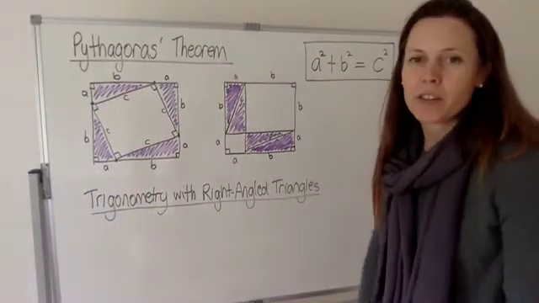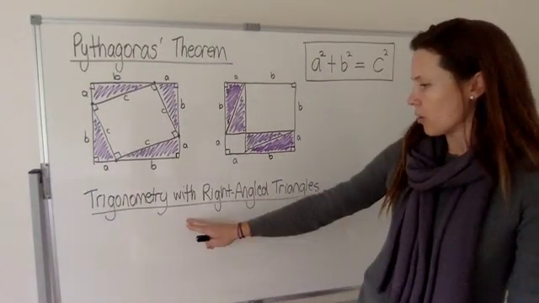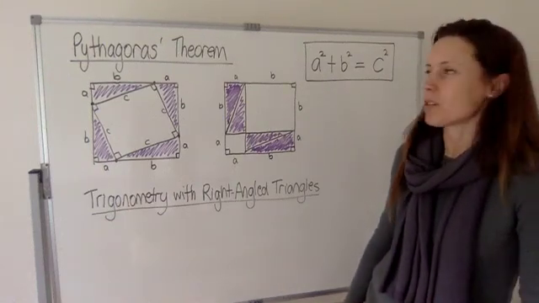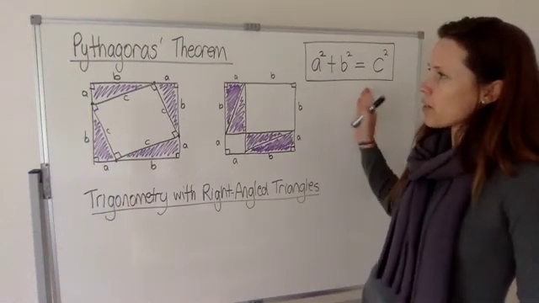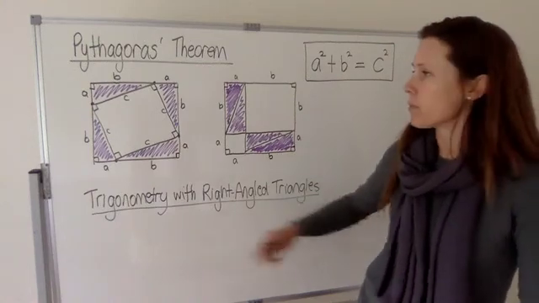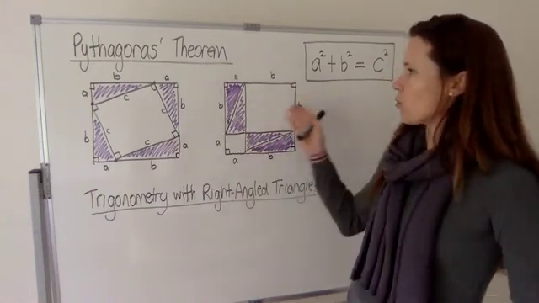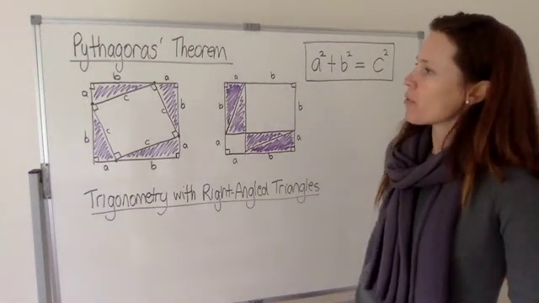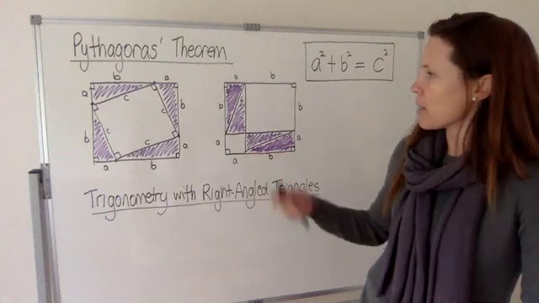An understanding of Pythagoras' theorem is actually essential to understanding trigonometry with right-angled triangles. So we're just going to review Pythagoras' theorem quickly, even though we've seen it before, so that we understand where we can take it. Now, this is just one of many proofs for Pythagoras' theorem. So a quick run through of this to remind you what we're talking about might be helpful.